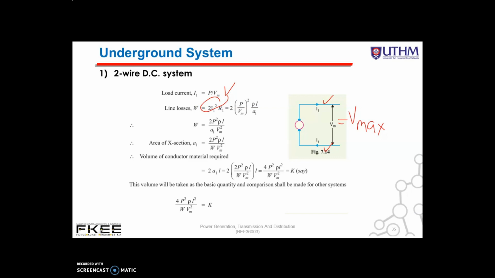Then we can get the area of cross section A1. This is the equation. Then finally we can get the volume of the conductor material required. When we do all the substitution and formulation, we get the volume of conductor material equivalent to 4 P squared rho L squared over W Vm squared, which is K. This K is similar to the overhead system, as in the previous slides that I have shown to all of you. So this value will be taken as the basic quantity and comparison shall be made for other systems.